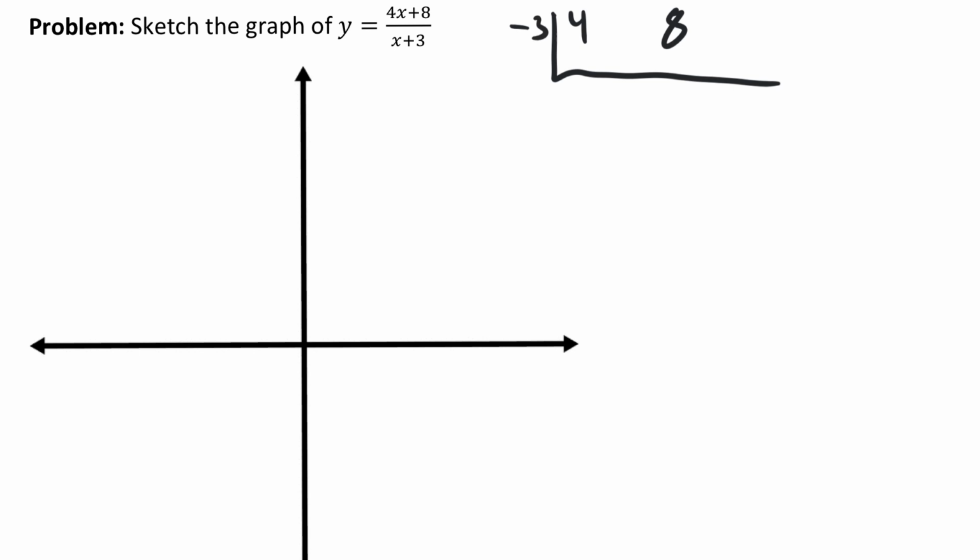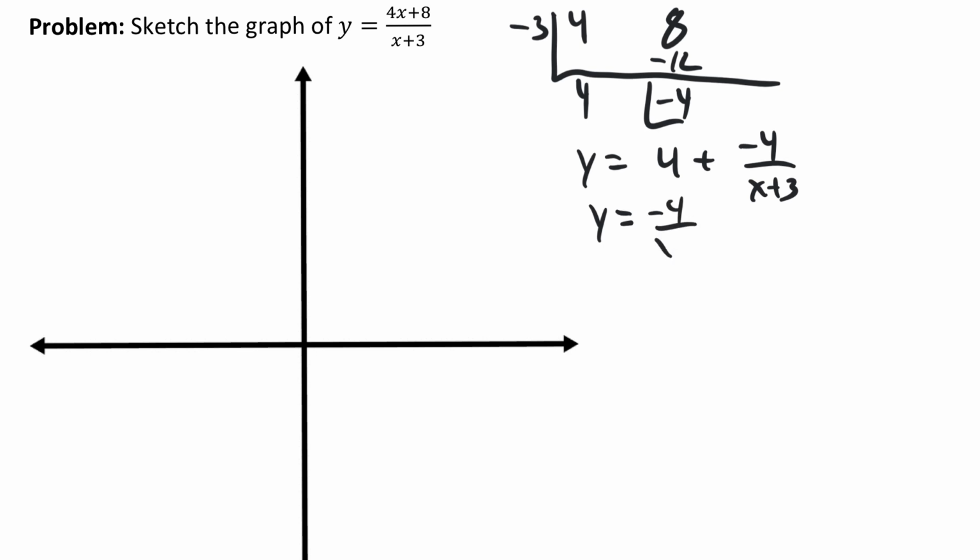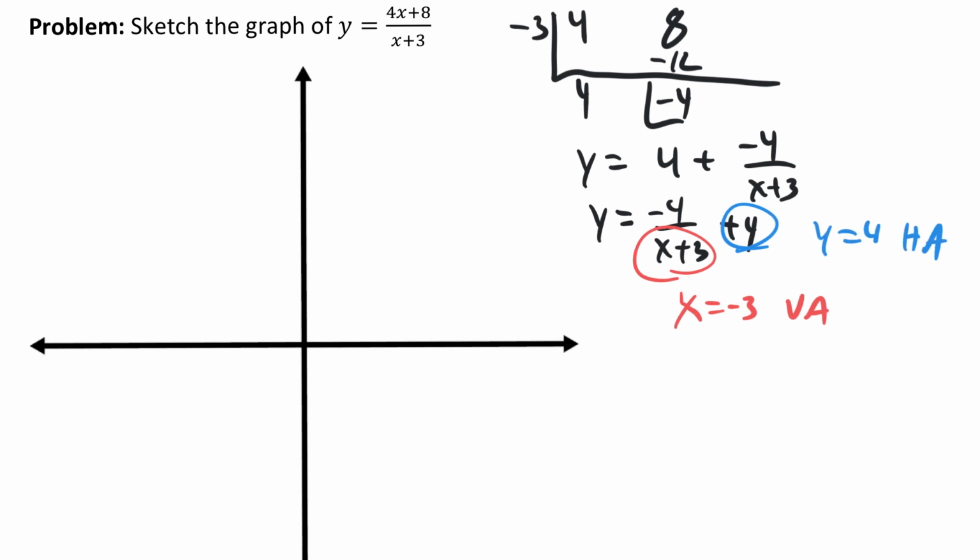So it's going to be -3. -3 times 4 is -12, so this will give us -4. So we can write it as quotient plus remainder over divisor. And it's nice to flip it around. So -4 over x plus 3, plus 4. That means here we have x equals -3, vertical asymptote, y equals 4, horizontal asymptote.